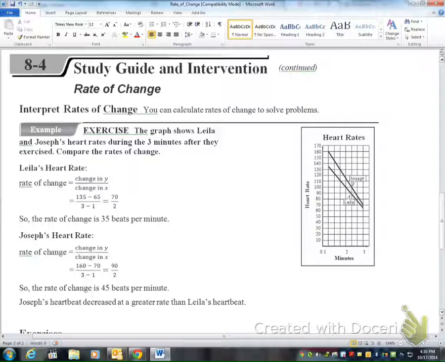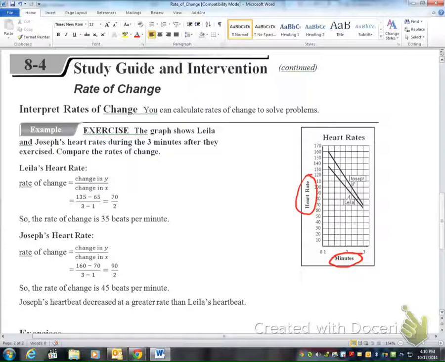Now, all this is looking at is comparing two different rates of change. So here we have two graphs. We have one graph that shows Layla's heart rate, and we have one line that represents Joseph's heart rates during the 3 minutes after they exercise, and we can compare their heart rates. So, remember, our rate of change is always going to be our change in our y values, which in this problem represents our heart rate, over our change in our x values, which represents minutes, which we know is from 0 to 3, since we're looking at the 3 minutes after they exercise.